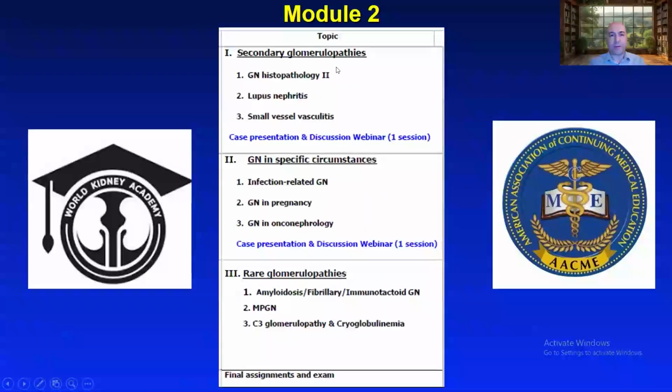Then module 2 will focus on secondary GN. We'll start with, again, a nephropathology week, then lupus nephritis, ANCA-associated vasculitis, infection-related GN, GN in pregnancy, GN in onconephrology, amyloidosis, and immunotactoid GN, MBGN, C3 glomerulopathy and cryoglobulinemia.